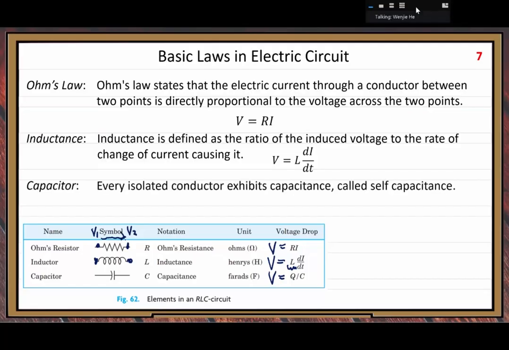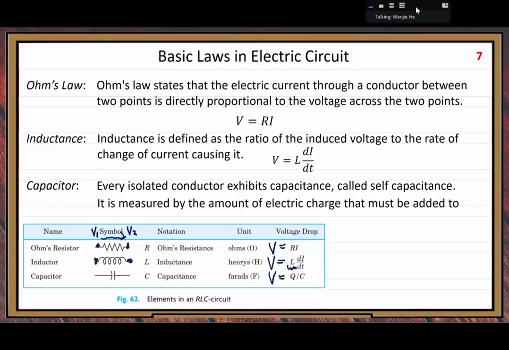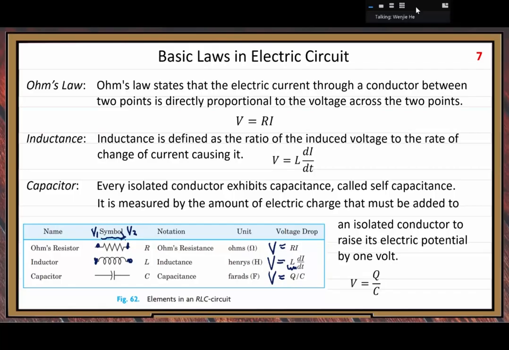Capacitor formula. Every isolated conductor exhibits capacitance called self-capacitance. It is measured by the amount of electric charge that must be added to an isolated conductor to raise its electric potential by 1 volt. So that is the way to define capacitance. So V equals Q over C. Q, unit Coulomb, is the amount of electric charge. That is the meaning of Q.